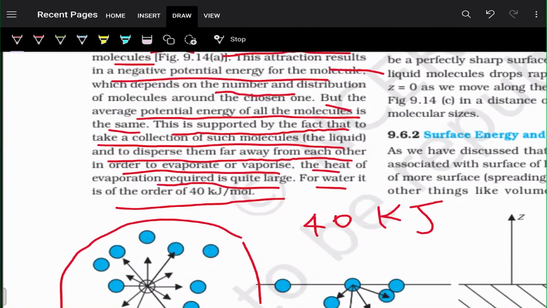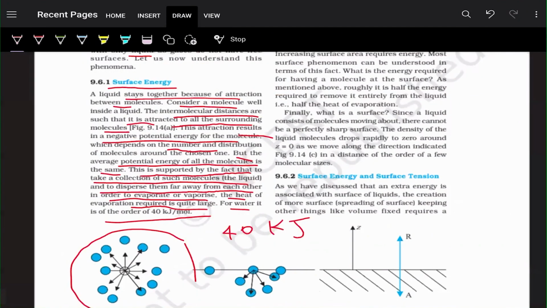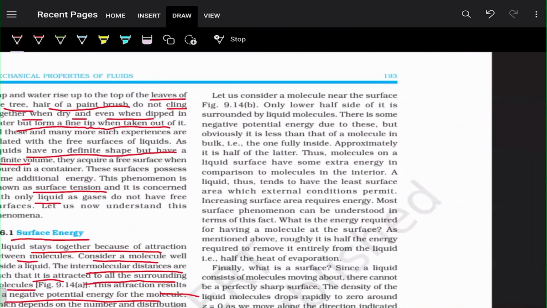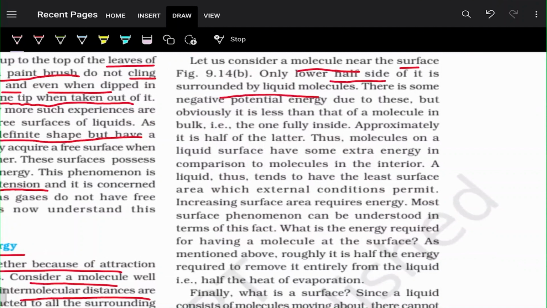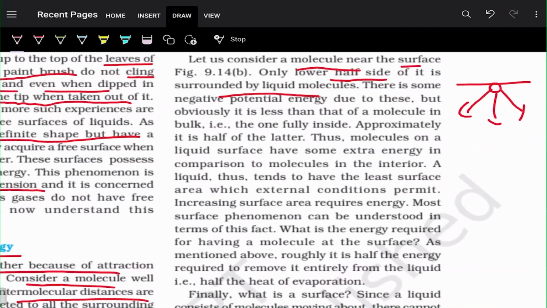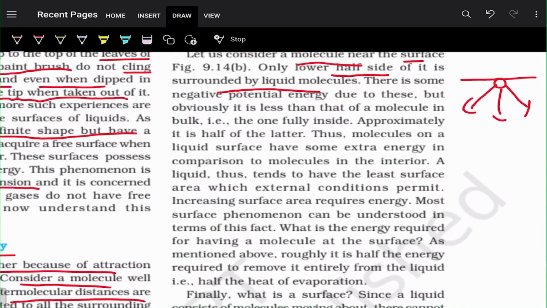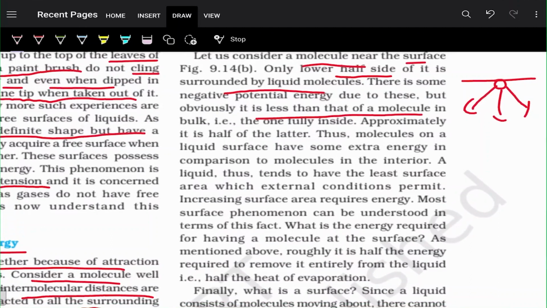Now let us look at the second condition. Let us consider a molecule near the surface. Only the lower half side of it is surrounded by liquid molecules. If I consider a molecule at the surface, the attraction is only downwards. There is some negative potential energy due to these, but obviously it is less than that of a molecule in the bulk. Which one will have more negative potential energy?